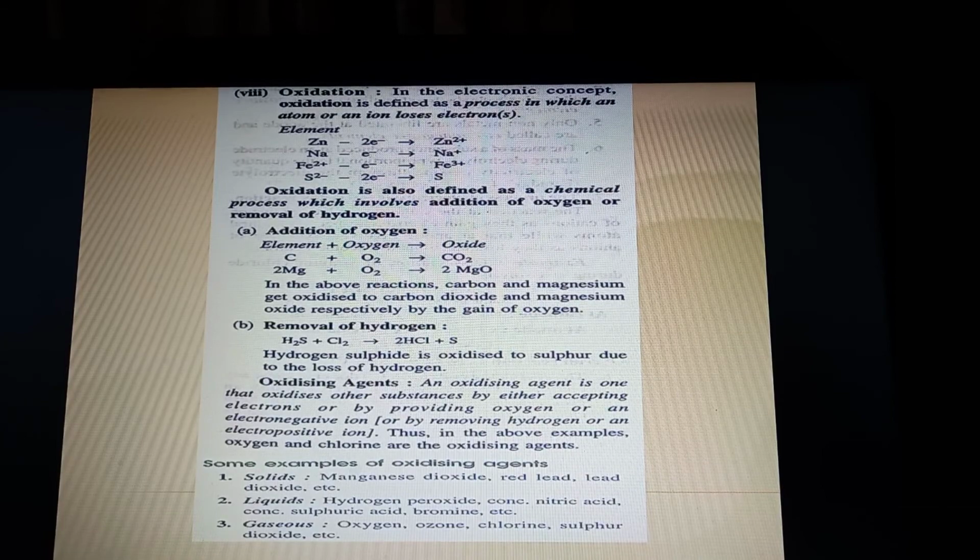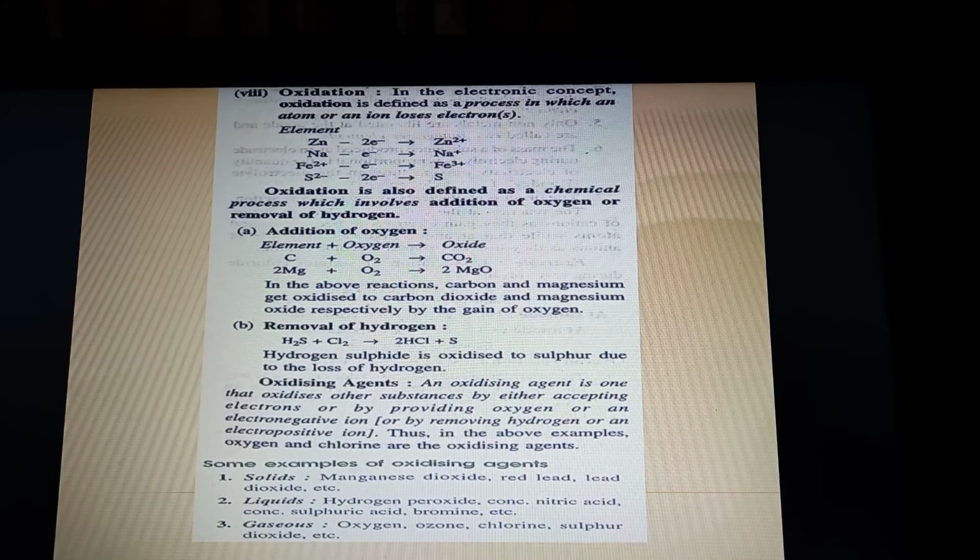Now, you were told that instead of putting minus before the arrow, you can put plus after the arrow. Both ways of representing are correct. Whatever way suits you, you can apply that. Oxidation is also defined as a chemical process that involves addition of oxygen or loss or removal of hydrogen.